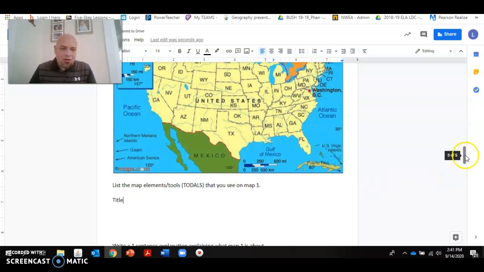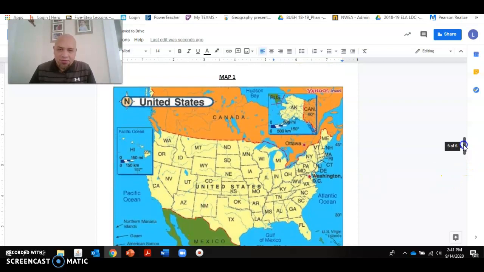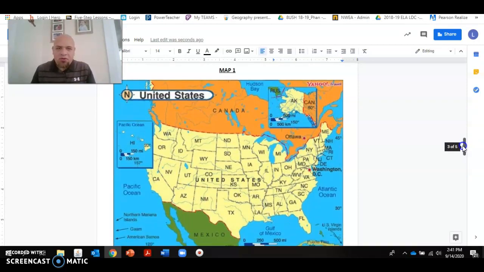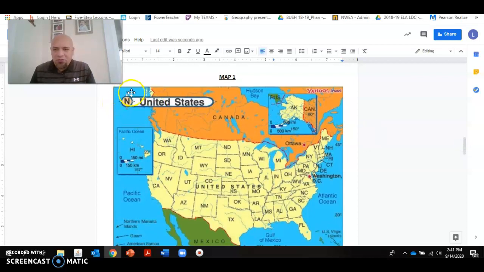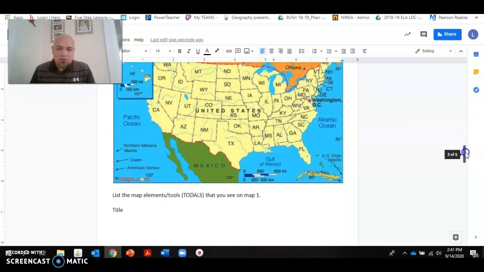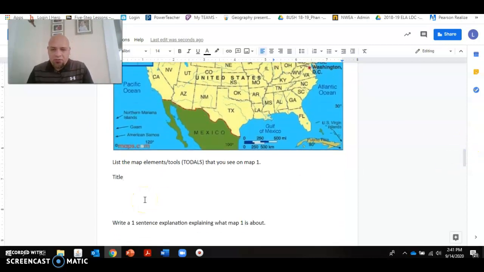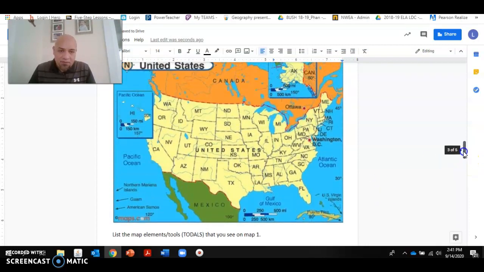What's the next letter? O, orientation. Do we see a compass rose? O, remember the O is for the directions. And we find that by a compass rose? Yeah, we see a compass rose right here. So go ahead and put an O, orientation. Do we see a date? I do not see a date on this.